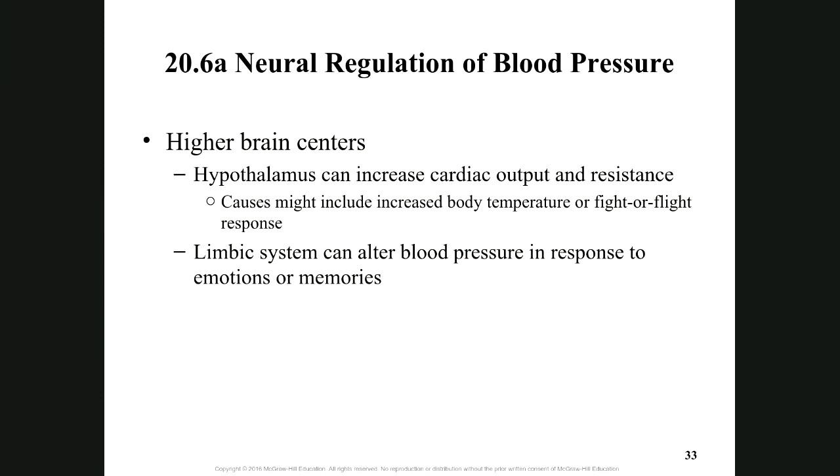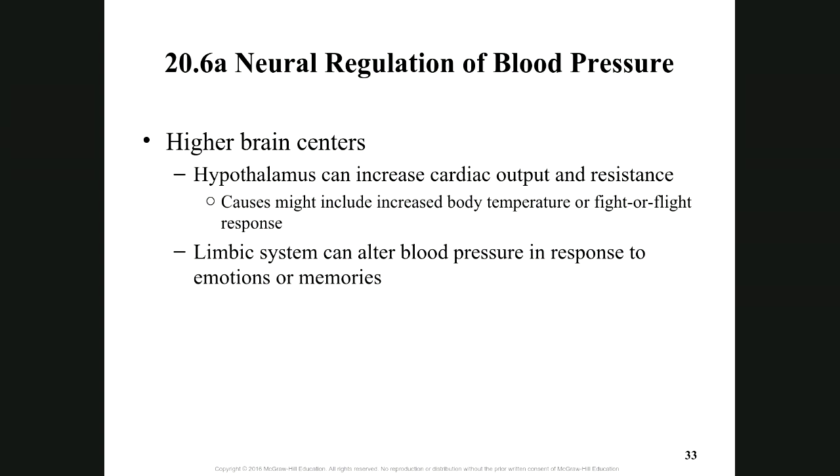And our higher brain centers can work on the blood pressure and the blood vessel diameter. The hypothalamus can increase the cardiac output and resistance, and you know that when our body temperature changes, and also when we are in a fight or flight situation, our hypothalamus can increase the cardiac output and the resistance.